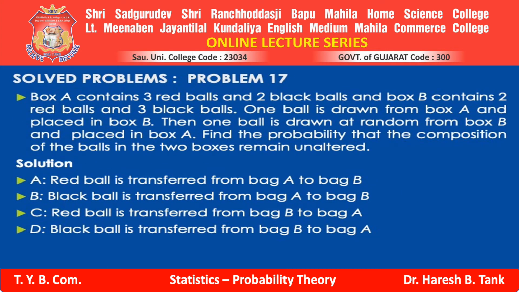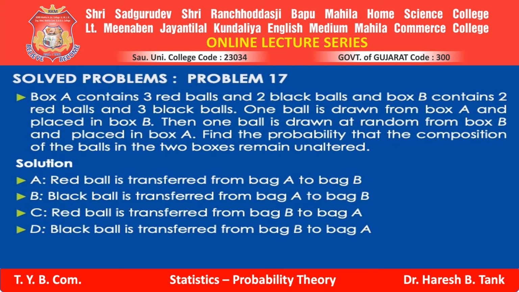Next example. Box A contains 3 red balls and 2 black balls, and box B contains 2 red and 3 black balls. One ball is drawn from box A and placed in box B. Then one ball is drawn at random from box B and placed in box A. Find the probability that the composition of the balls in the two boxes remains unaltered.